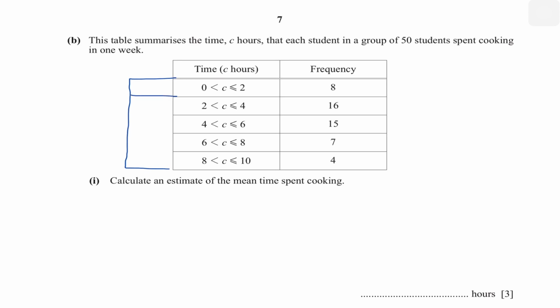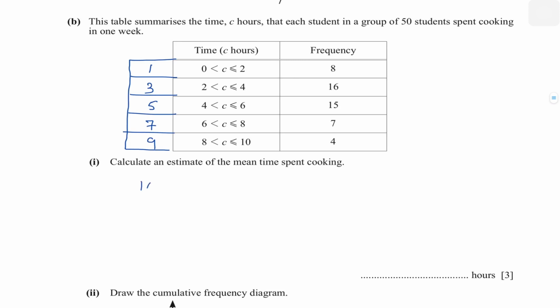So 0 to 2, the midpoint is going to be 1. For 2 to 4, the midpoint is going to be 3. 4 to 6, the midpoint is going to be 5. 6 to 8, the midpoint is going to be 7. 8 to 10, the midpoint is going to be 9. So if I want to figure out the mean, that's going to be 1 times 8 plus 3 times 16 plus 5 times 15 plus 7 times 7.